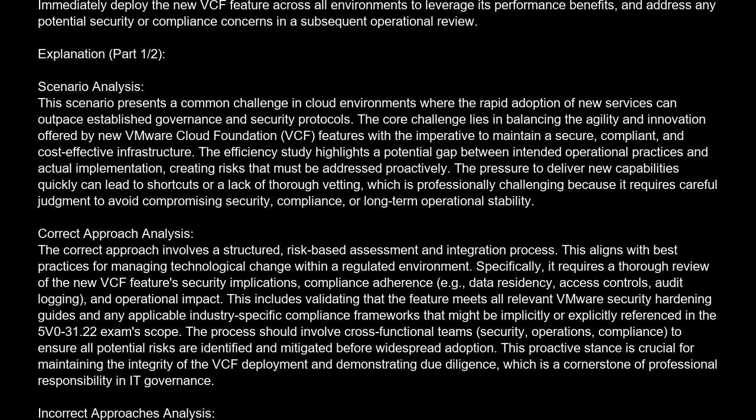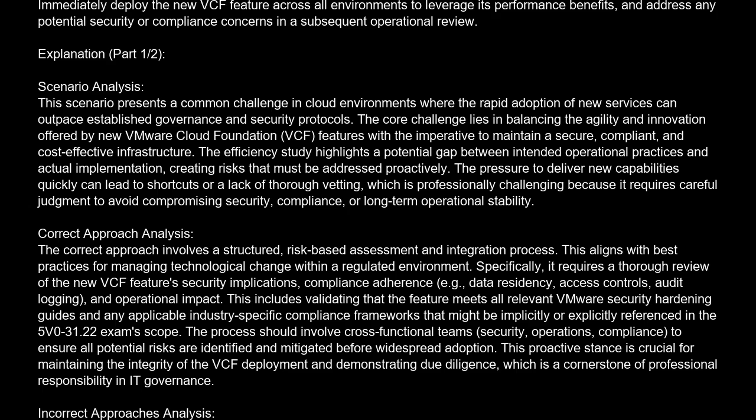Correct approach analysis. The correct approach involves a structured, risk-based assessment and integration process. This aligns with best practices for managing technological change within a regulated environment. Specifically, it requires a thorough review of the new VCF feature's security implications, compliance adherence, e.g., data residency, access controls, audit logging, and operational impact.